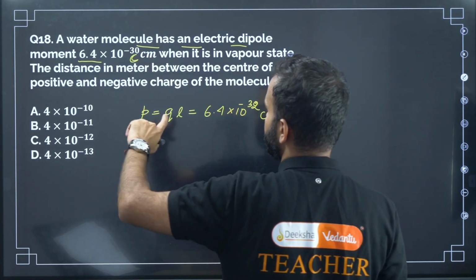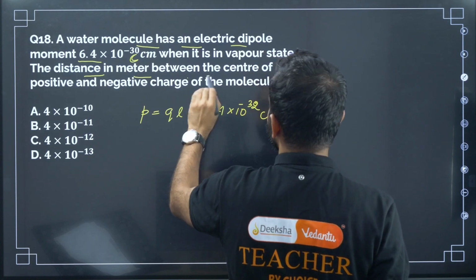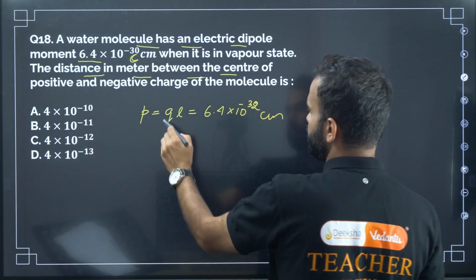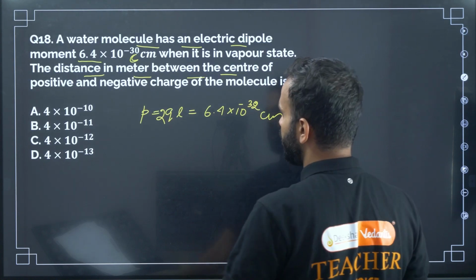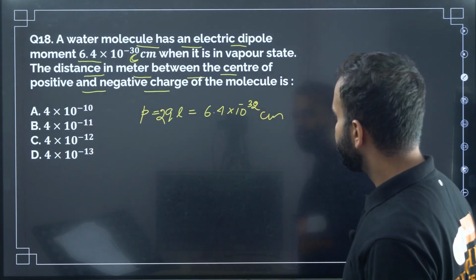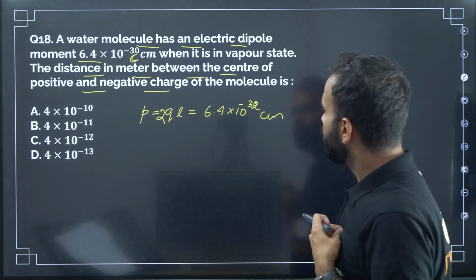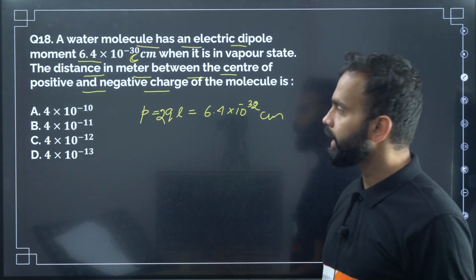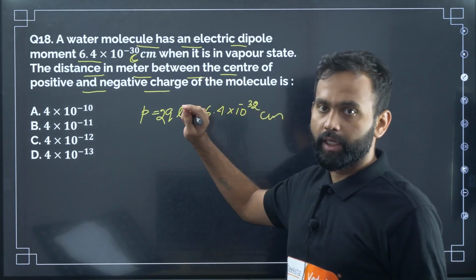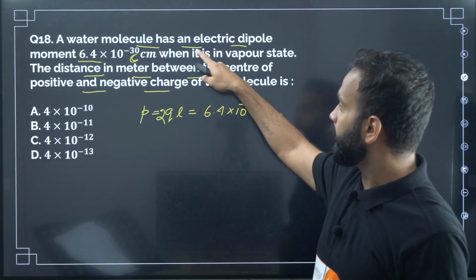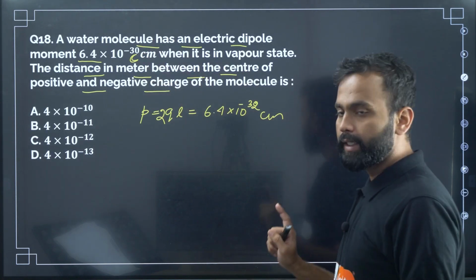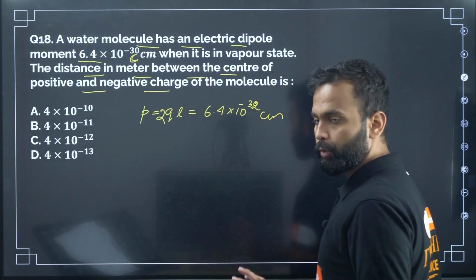When it is in vapor state, the distance in meter between the center of the positive and negative charge of the molecule is, let's say, this is 2qL. We need to find the distance between the center of the positive and negative charge of the molecule. So how many electrons and protons are there? Total 10 electrons and protons are there in a water molecule, H2O.